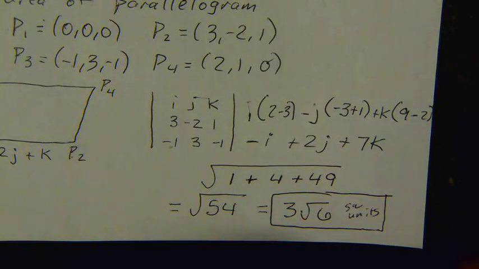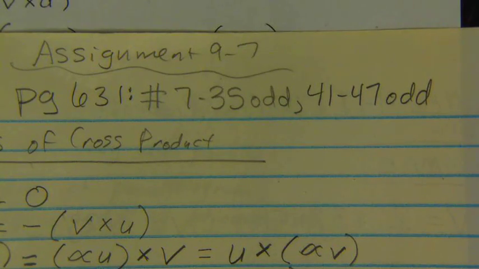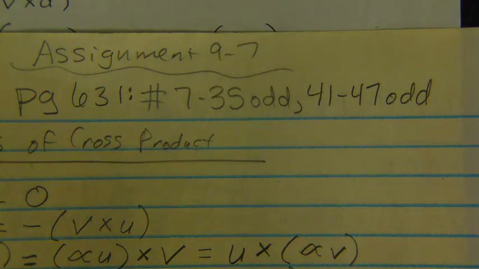All right, that is really all we need to talk about here, so you should be able to do the assignment, which is the odds. Page 631, 7 to 35 odd, and then 41 to 47 odd.